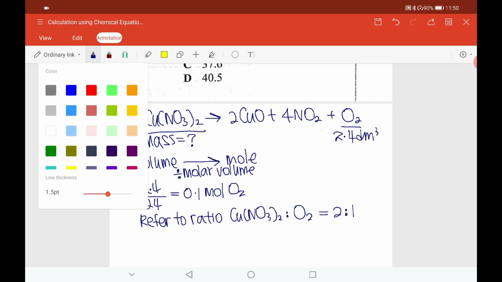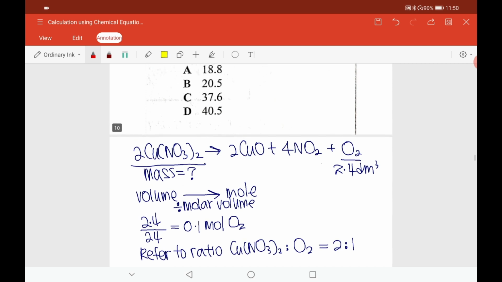Now how do you find the mole here? Using simple mathematics. The oxygen, you know the mole already, which is 0.1 mole. So how to find the mole of copper nitrate? The ratio here, this is 1 and this is 2. So when we have 1 oxygen, we have 2 copper nitrate. So copper nitrate is always double of oxygen.